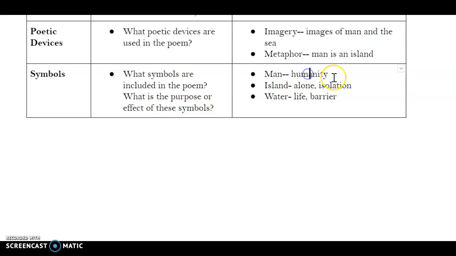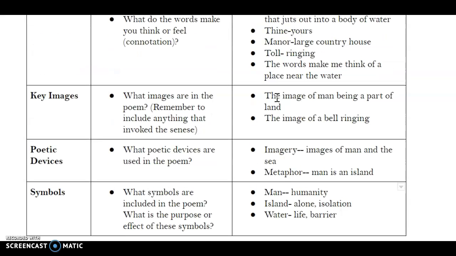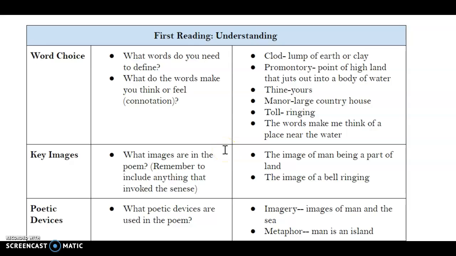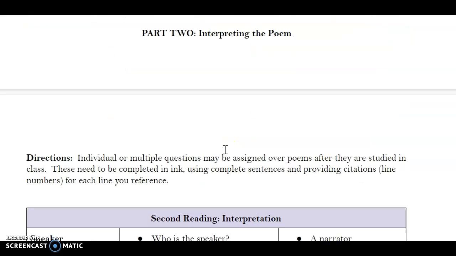We have man representing all of humanity, perhaps. An island means that you're alone or isolated, to me. Water is in there, so talking about being life or a barrier. We could also add a couple others in there. Okay, so that's step one. I went through that so fast. This part will take you some time. Cool. When you're ready, we're going to go to part two here.